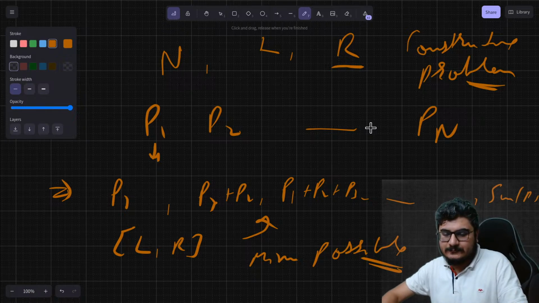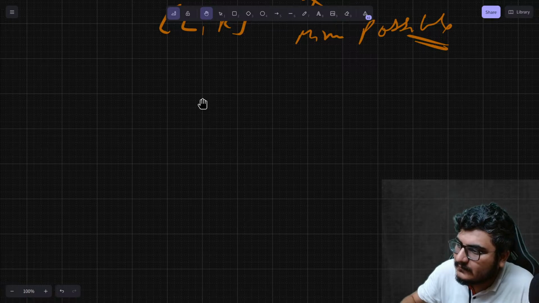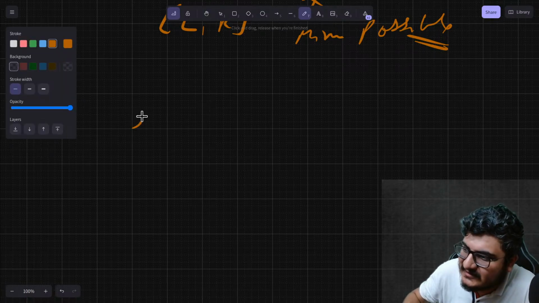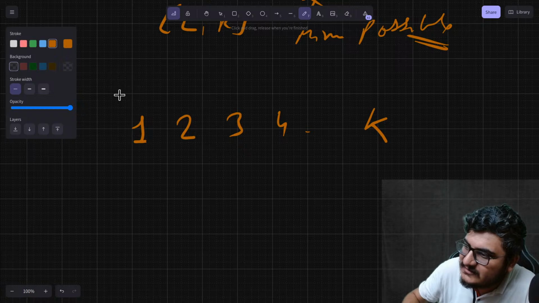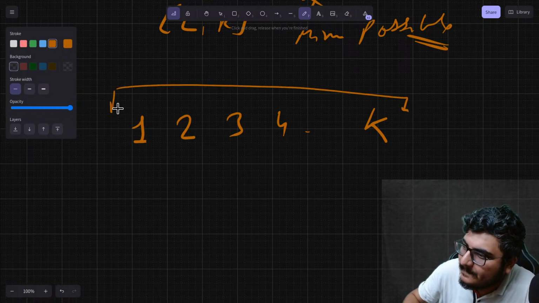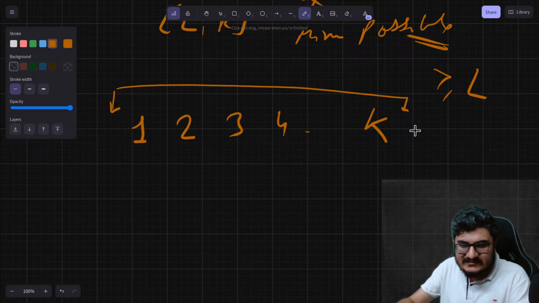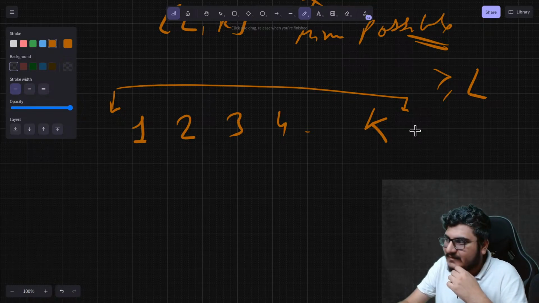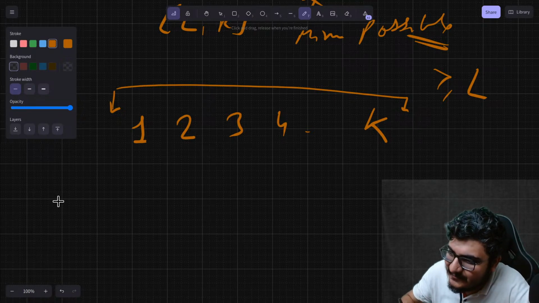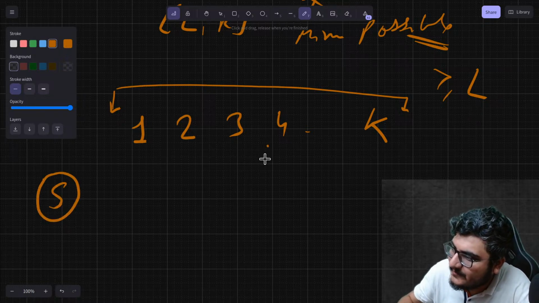Okay, so what I did was I started putting the smallest number first, like 1 first, 2 first, 3 first, 4 first, up to, let's say, some number k, such that now the sum of the first k numbers is greater than or equal to L. This is the first thing I did. I inserted numbers in increasing order and I kept doing it as long as my count was less than L. Now the sum of these numbers is, let's say, S. And then what I did was I tried to remove one number from here.